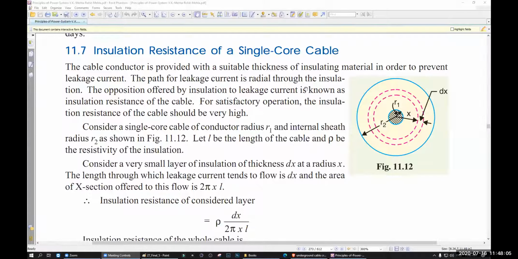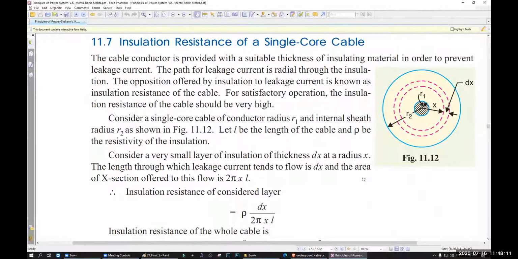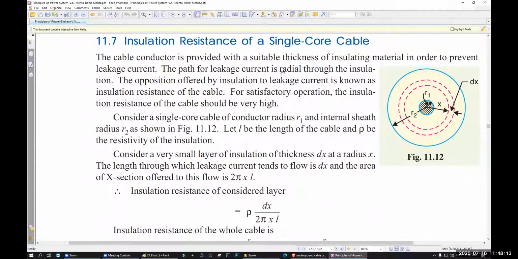Sir, I have one question regarding this lecture. Sir, in underground transmission of lines, we know we need some elements like insulators, lightning arresters. Where will we connect them for the underground system? Or how do we use them?